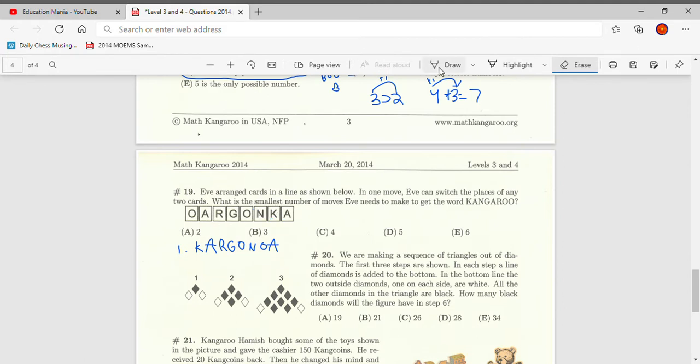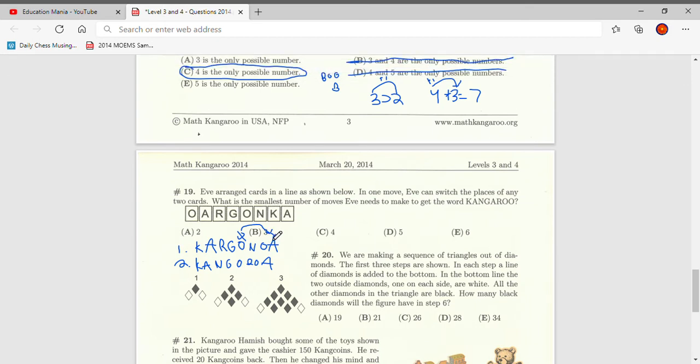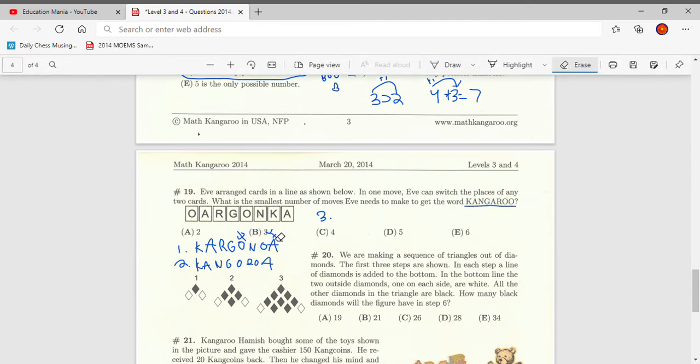So in the second move, it will be K, A, N, G, O, R, O, A. Finally, the O is in the wrong spot and the A is in the wrong spot, meaning that we have to switch these two. So that would get them both in the right spot. So number 3 would have the word kangaroo, meaning that it would take us B, 3 moves, because it asks for the smallest number.